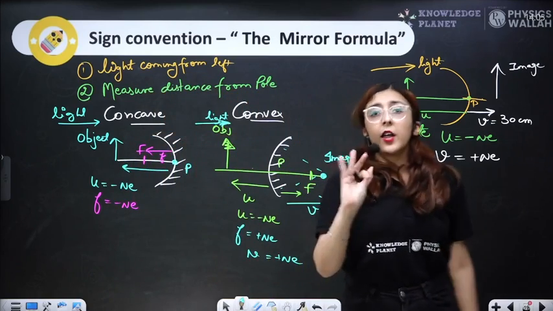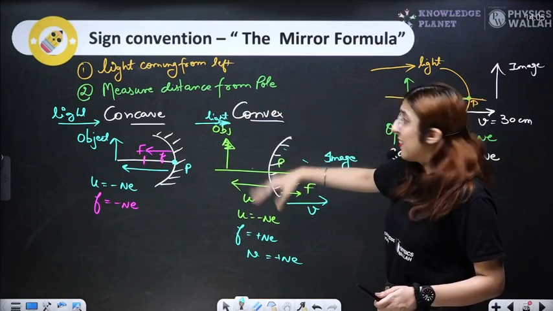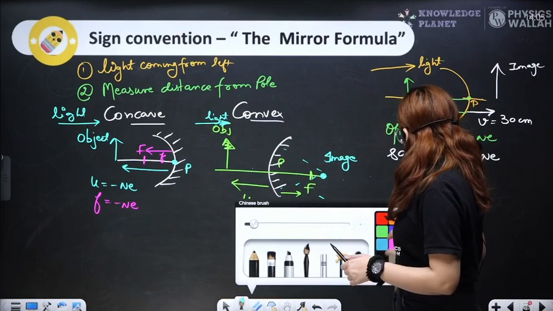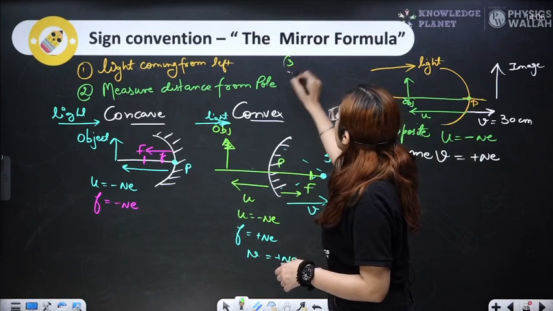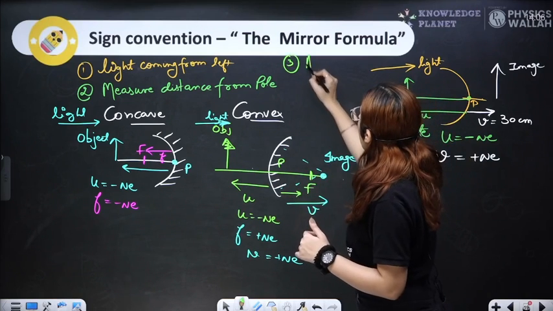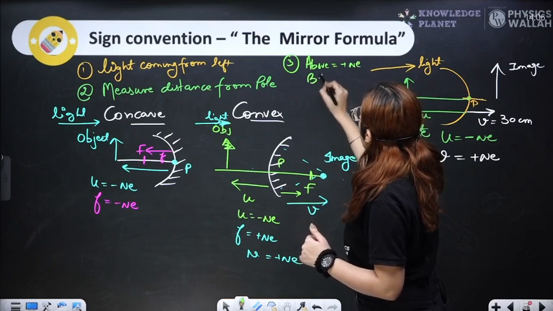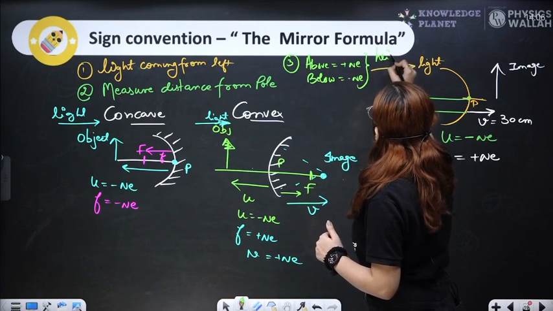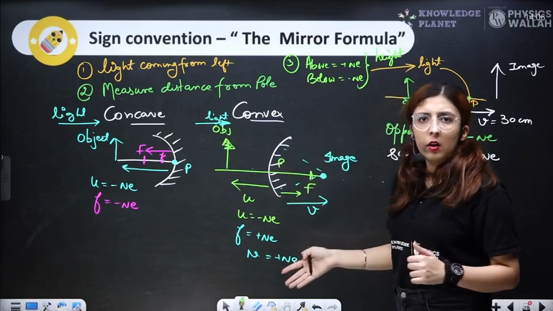Okay. Third and the last point, if your object is above the principal axis, height is positive. Yeah. Third one, let me just mark and write also. So the third one is above, positive, below, right, negative. Okay. Yeah, pretty much easy, right?